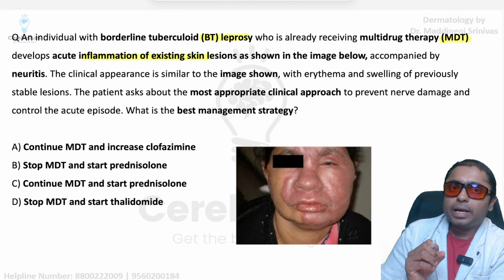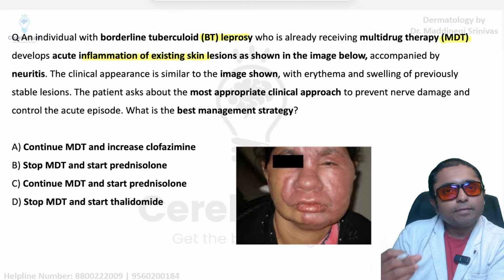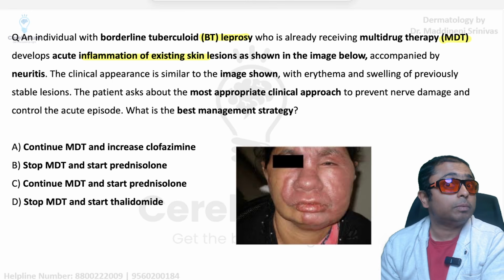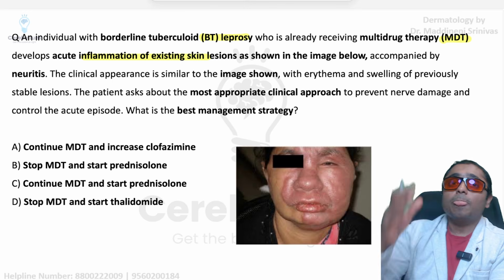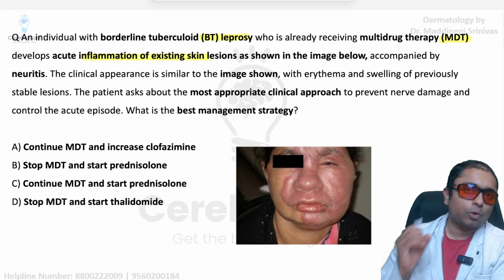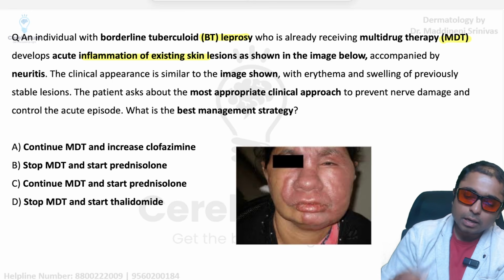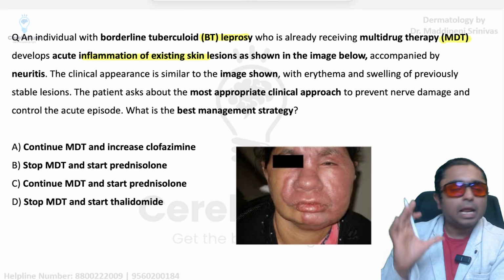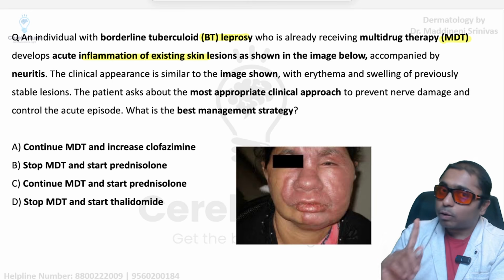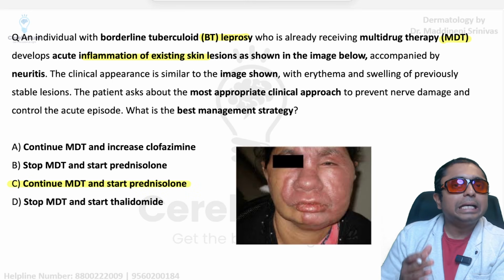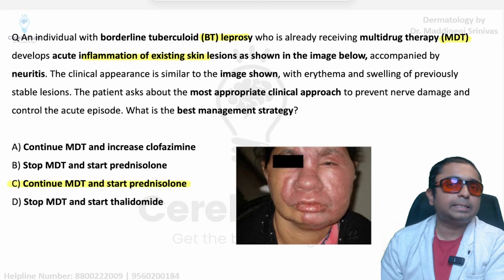Type 1 lepra reaction, or in fact even if it is type 2 lepra reaction, in both of them what is going to be the treatment which you are going to give? Continue the MDT and start the steroids. That is going to be the best management strategy for lepra reactions, both type 1 and also type 2. So what is going to be the correct answer? Continue MDT, start prednisolone, option C.